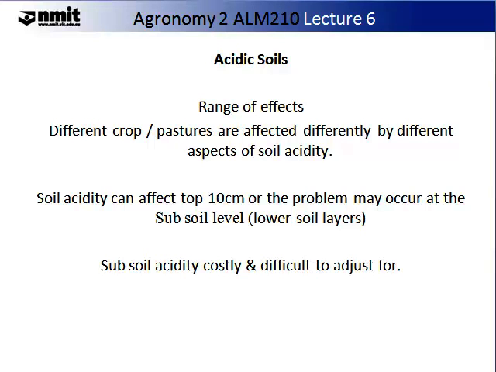However, different crops and pastures are affected differently by different aspects of soil acidity. Soil acidity can affect the top 10 centimetres of the soil, or it may be a problem that occurs below, that is, at the subsoil level. The top 10 centimetres is the more common. Subsoil acidity is costly and is difficult to adjust for.